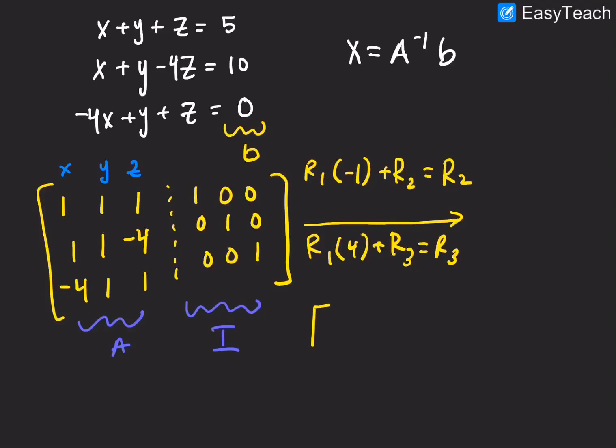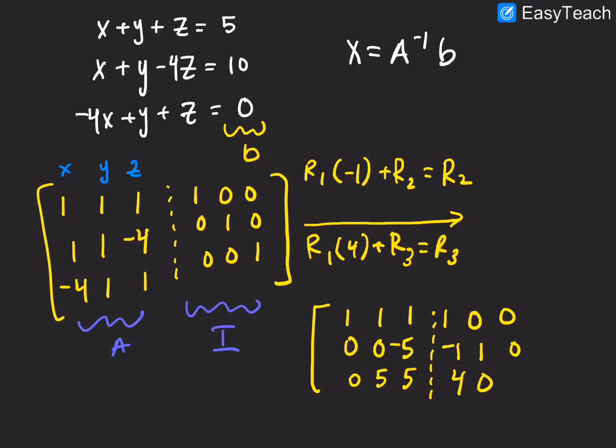That's going to produce 1, 1, 1, 1, 0, 0. I just went straight across. And then it's going to be 0, 0, negative 5, negative 1, 1, 0. And straight across again, that's 0, 5, 5, 4, 0, 1. Okay, so that's what we get when we do those two operations.